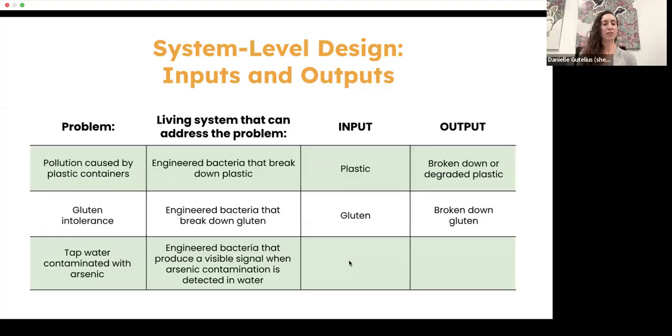Okay, our last one. Let's do the example that we're working through. So tap water contaminated with arsenic. We want to engineer a bacteria that's going to produce some sort of a visible signal when arsenic contamination is detected in water. So what would our input be here? What's going to trigger our bacteria to produce that signal? Good, yeah, arsenic. So arsenic is going to be our input. What's going to be our output here?